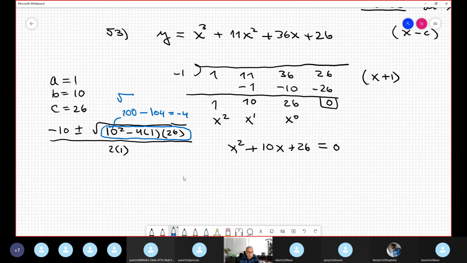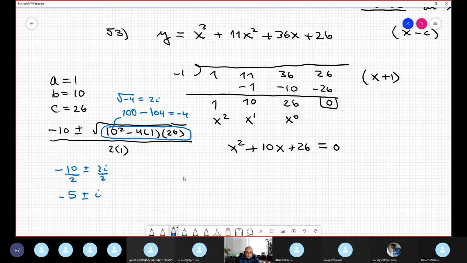And square root of negative 4 is 2i. Well, actually it's plus or minus 2i, no? So we have minus 10 plus or minus 2i divided by 2. So these two, if you want, split. Because it's a complex solution, I want to express it like this: this is the real part, and we have the imaginary part, 2i. Okay, so what is the final answer?